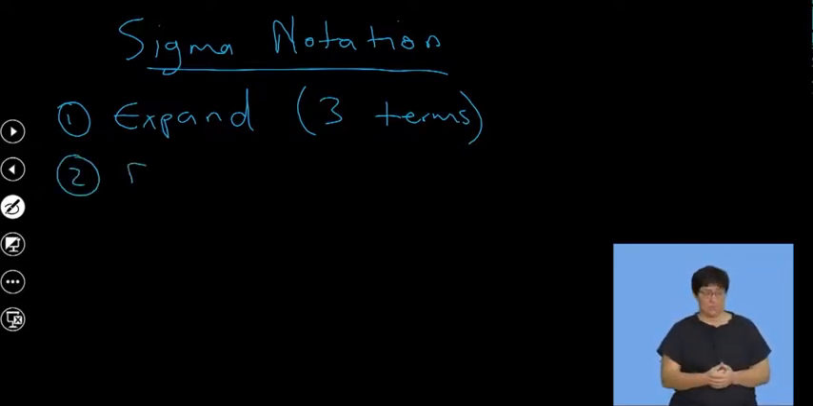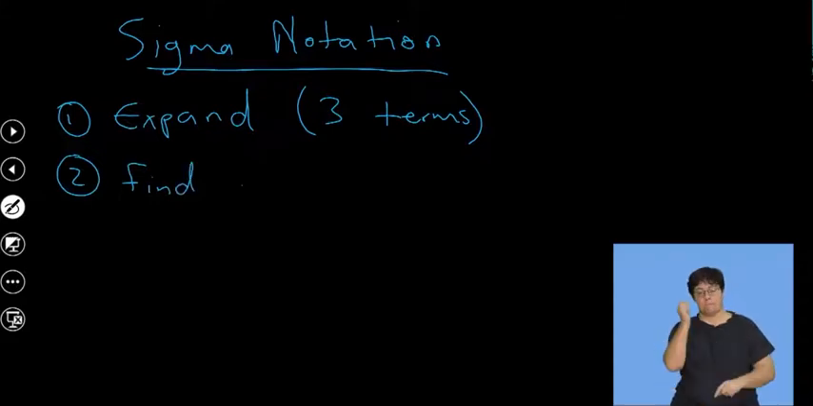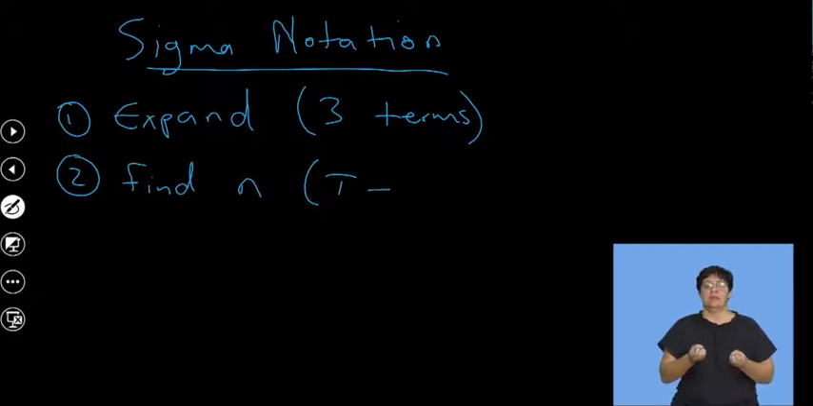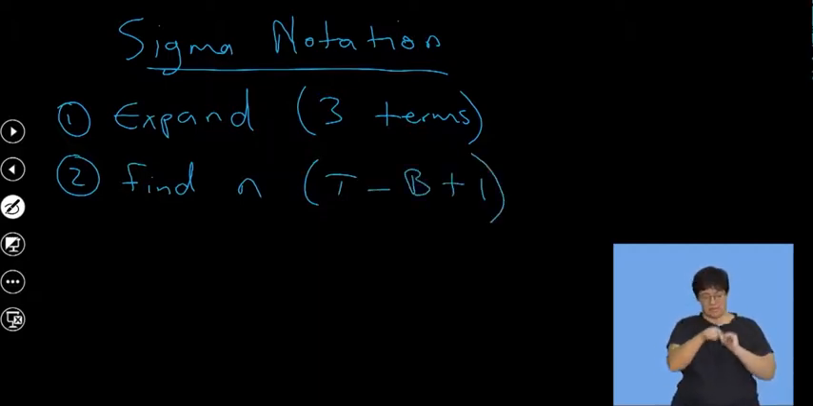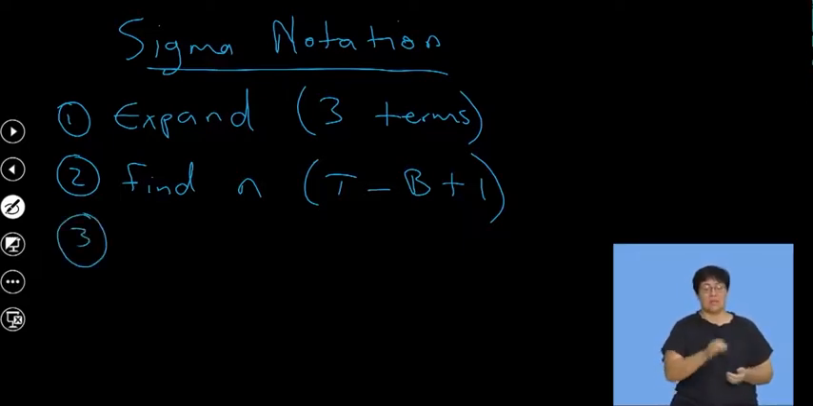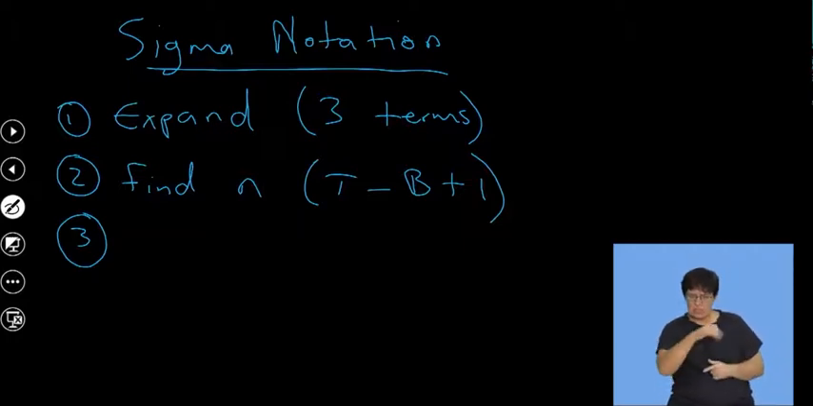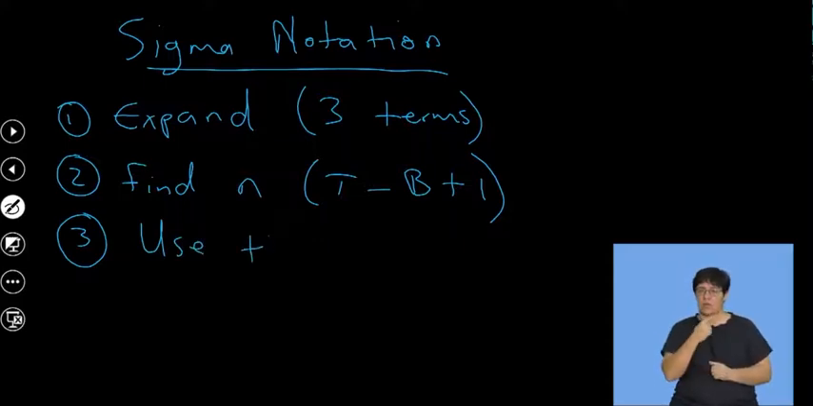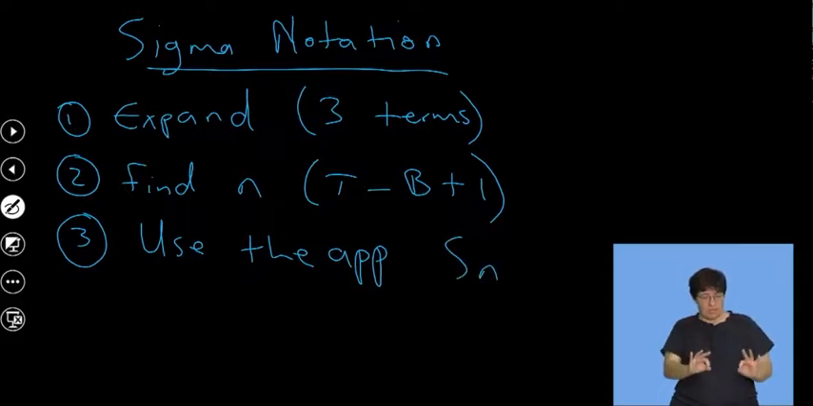Then number 2, you find n. Remember with n, it is actually given by the top minus the bottom plus 1. It's a general formula, so you find n using that formula. Number 3, you decide which sequence it is that you are dealing with. Normally when the variable is an exponent, you already know it's a geometric. Then number 4, use the appropriate sum formula, AB, and then you will be done from that.